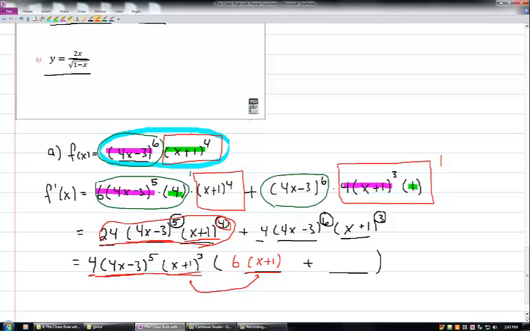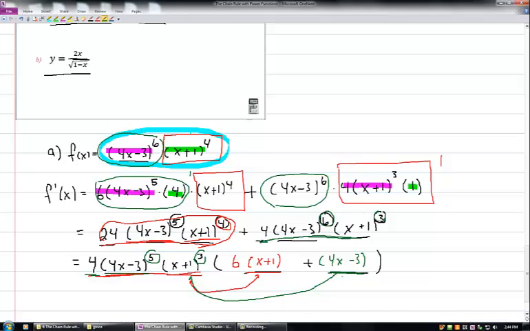And then over here, let's use a different color. Let's use green. Over here, I have to figure out what to put here so that when I multiply this by that, I get this thing above. All right, so I have a 4, so I don't need the 4, so I'm good there. I have a 4x minus 3 to the 5th power here, but I need the 6th power. So what I'm going to put here is a 4x minus 3. And then over here I have x plus 1 to the 3, and what I need is an x plus 1 to the 3, so I've got it, and I'm done.